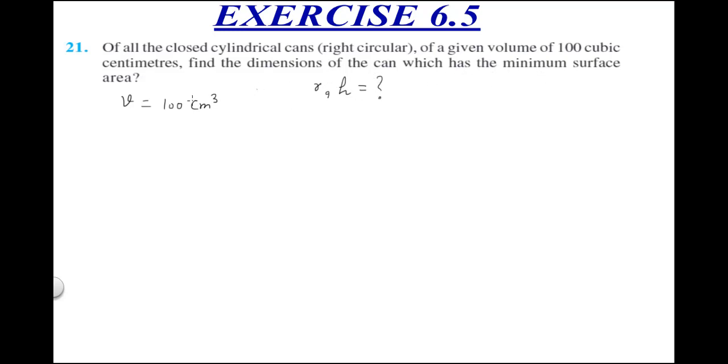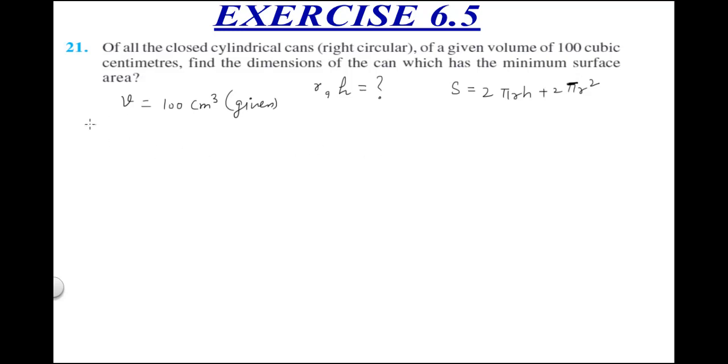Of the dimensions, which has the minimum surface area? So what we have to minimize? The surface area. What is the formula for surface area? 2 pi r h plus 2 pi r square. Of top and bottom 2 pi r square, and the curved one is 2 pi r h. Now using this volume, because it is given, using this we have to minimize the surface area and find out the values of r and h.